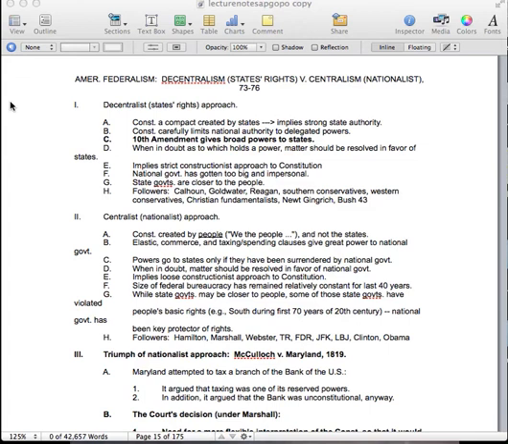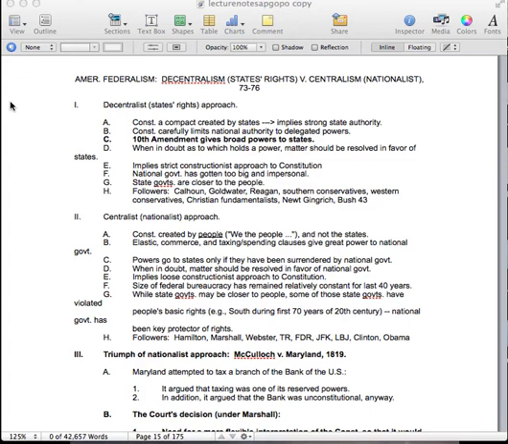What else can you think of? List that at the end of this. Go back, put a little quotation there. And then followers of this, as you can see, are Hamilton, Marshall, Webster, TR, FDR, JFK, LBJ, Clinton, and Obama. So obviously this is more of a democratic approach. The way you can look at this is big government versus small government. And so that's the way you want to look at those.